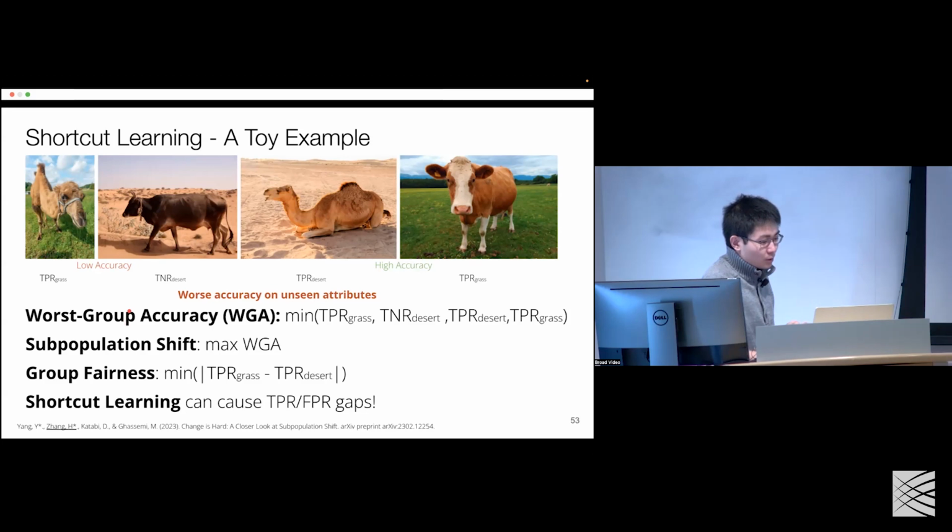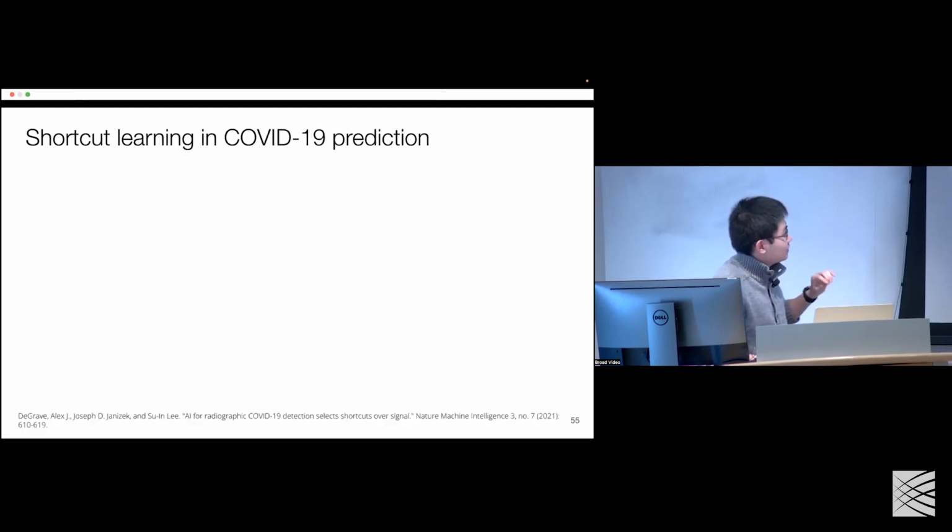Okay, so we've got a bunch of theory covered, or at least a toy example. Does this happen in the real world? Is there shortcut learning in real-world medical imaging prediction? And the answer is absolutely there is. At the beginning of the pandemic, people in the field were very eager to use these deep learning models to predict COVID-19 from chest X-rays.